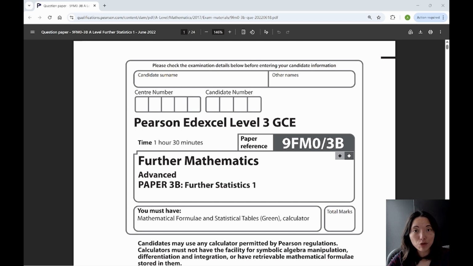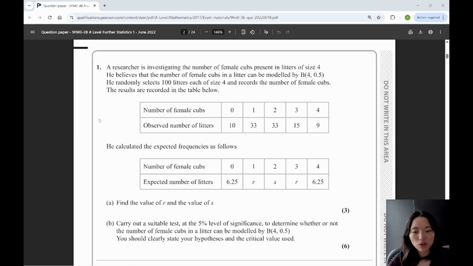Let's take a look at the A-level further statistics paper from June 2022. We're going to start from question 1. In this question, we're told that a researcher is investigating the number of female cubs present in a litter of size 4. He believes that the number of female cubs in a litter can be modeled by the binomial distribution with parameters 4 and 0.5, which means that he thinks there's a 50% chance that each cub in the litter would be female and 50% chance that the cub would not be female.